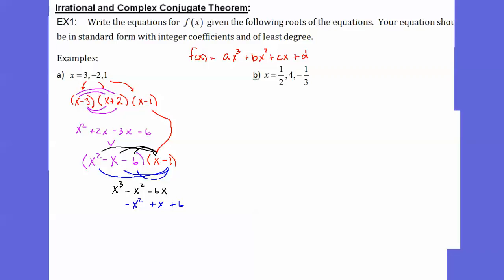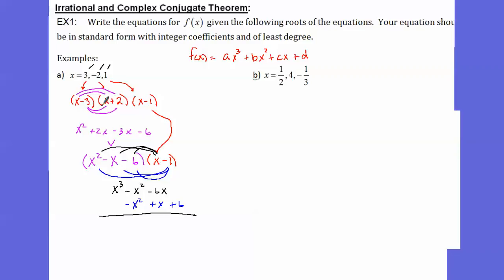What I do now is I will simply combine the like terms. Remember what we're trying to do. We're trying to take the individual roots, the 3, the negative 2, and the 1, turn them into factors, and then multiply them out so that we can find the standard form polynomial.